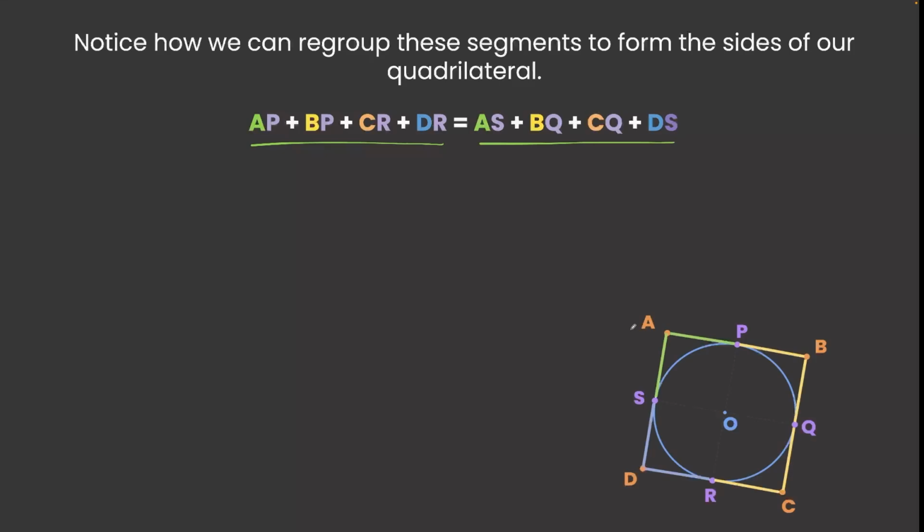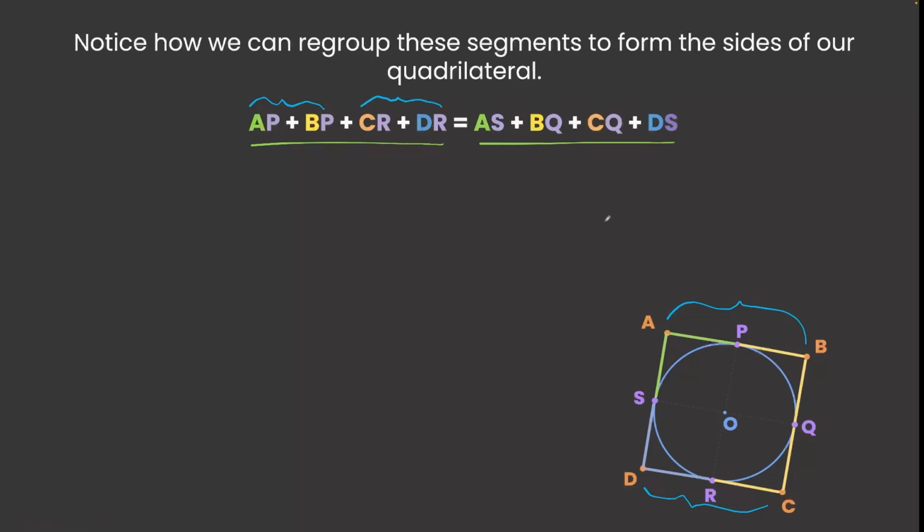But if you notice something very interesting, what is AP plus BP? Check this out. This becomes the entire side, right? So AP plus BP is basically AB. Now look at CR plus DR. What is CR plus DR? CR plus DR is basically CD. That's very interesting, isn't it? So AP plus BP is giving you this entire section, and CR plus DR is giving you this entire section. Now let's look at the other parts.